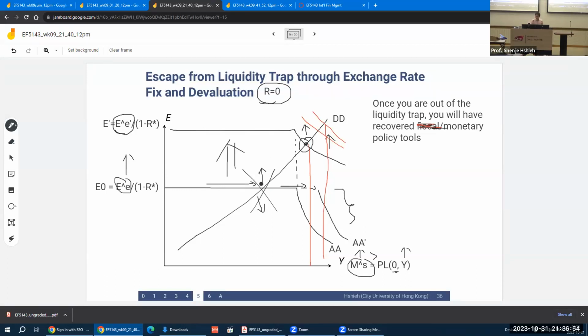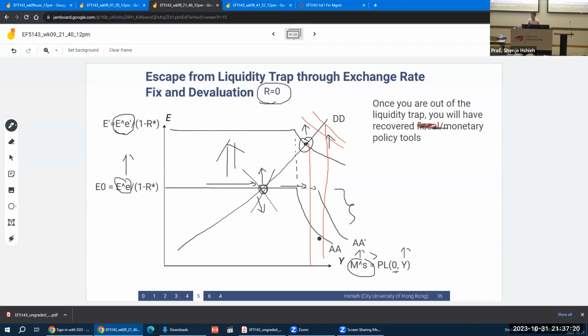Okay, so to summarize. When we are in a liquidity trap, we are at an intersection in which the DD schedule and the AA schedule are at a point in which changing money supply will have no impact on the AA schedule. It's just moving. If you were to change it, it just means that the entire graph is shifting left and right because interest rates are 0.